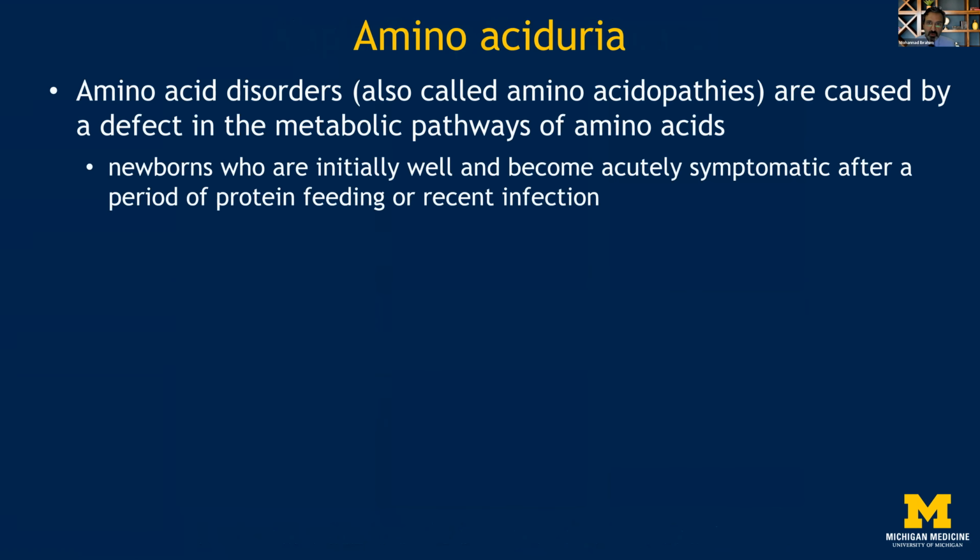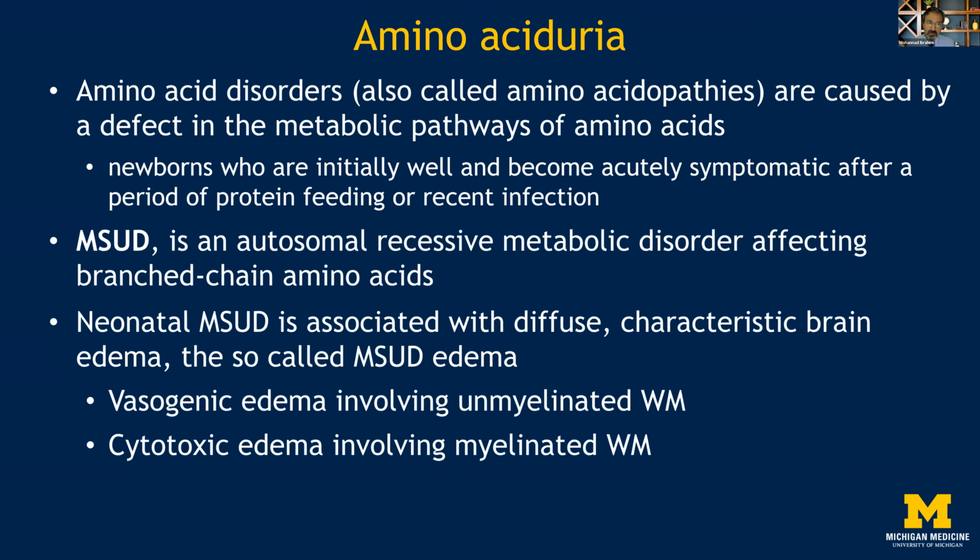So amino acid disorders, also called aminoacidopathies, are related to a defect in the metabolic pathways of the amino acids. Patients present initially well and then become acutely symptomatic after a period of protein feeding or recent infection. This is basically metabolic decompensation that they are having. MSUD is an autosomal recessive metabolic disorder that affects the branched-chain amino acids.